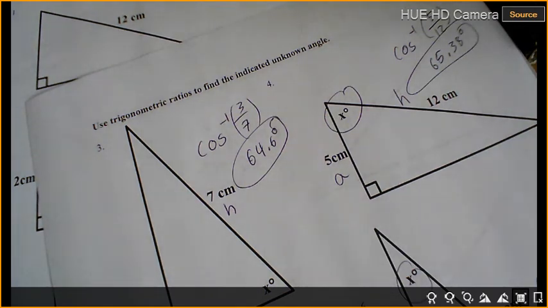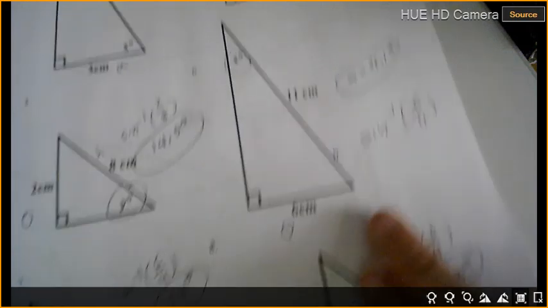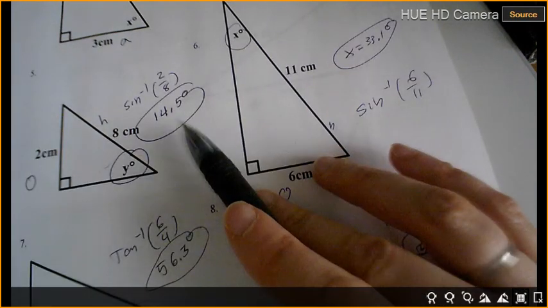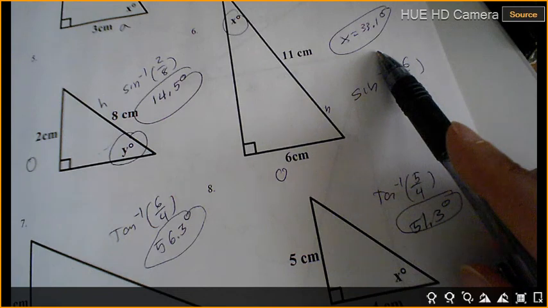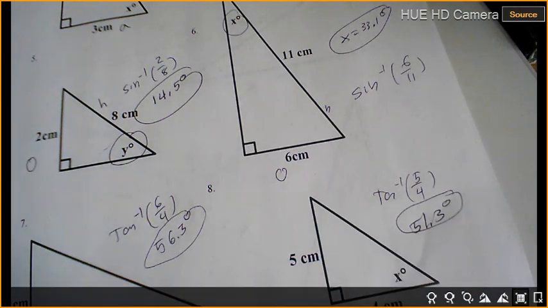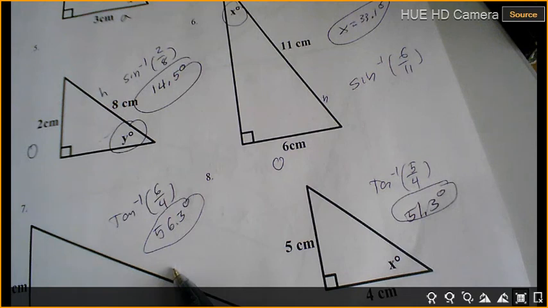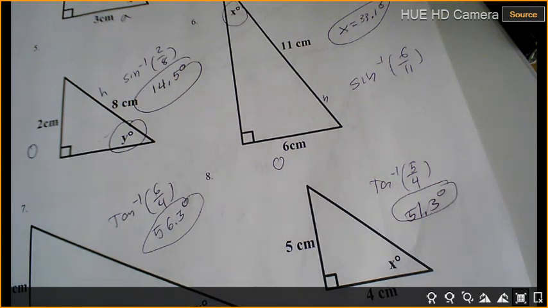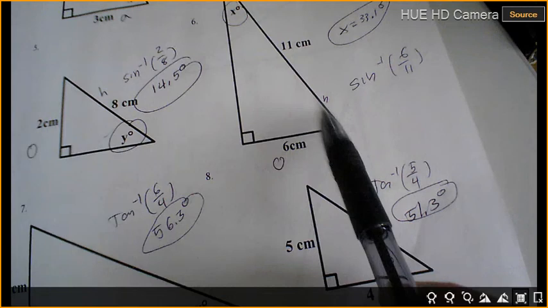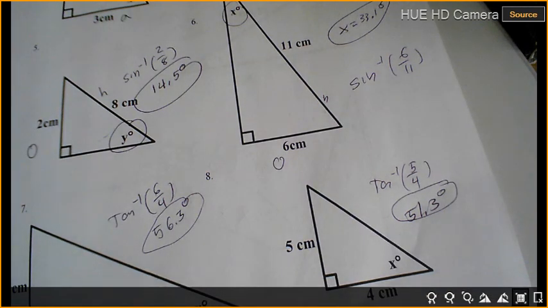Okay, so our answers. Number 5 is 14.5 degrees. Number 6 is 33.1 degrees. Number 7 is 56.3 degrees. And number 8 is 51.3 degrees. Okay? So if you're getting these right, or at least you're using the right functions, 5 and 6 were both sine of negative 1, and 7 and 8 were both tan of negative 1. You're in pretty good shape. The homework should be pretty straightforward. Okay, I'm going to stop this now.